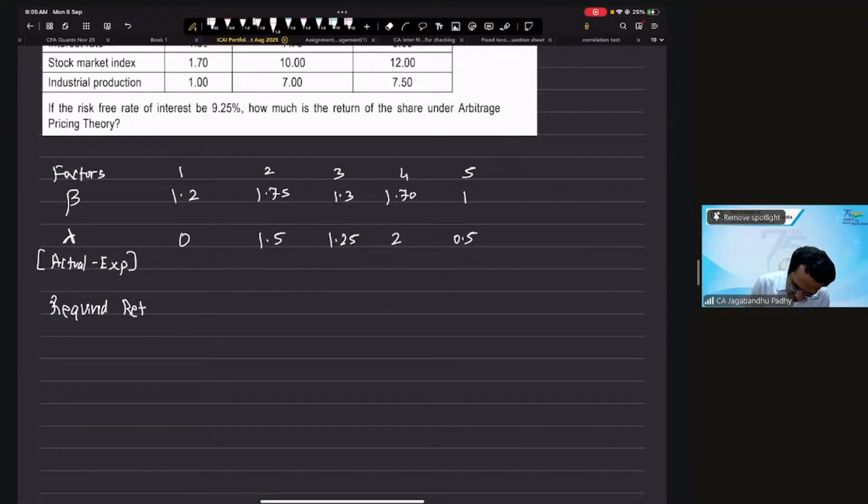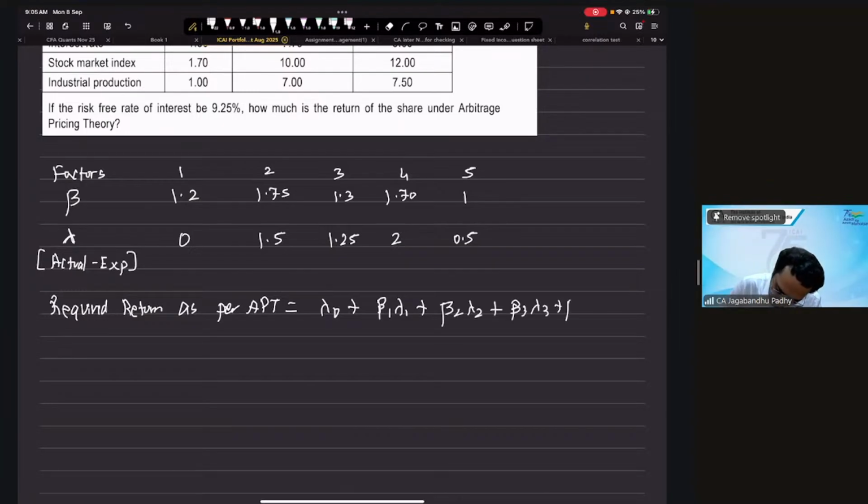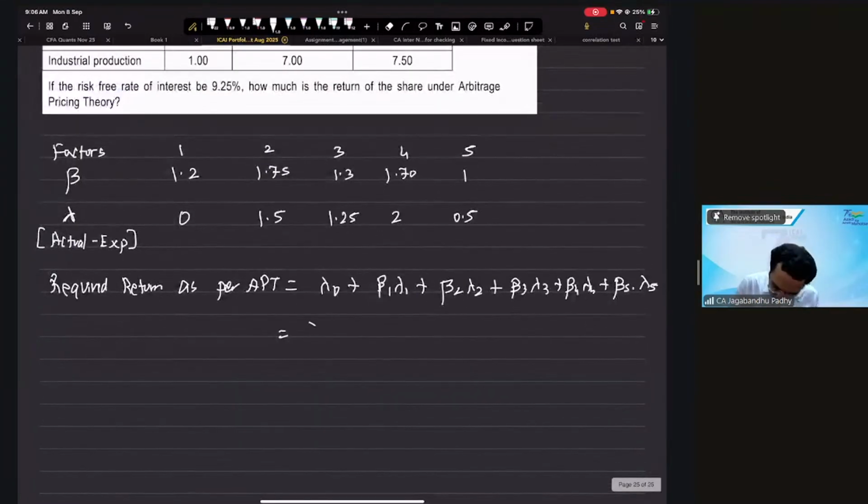So now what will be the required return as per arbitrage pricing theory? That will be lambda 0 plus beta 1 into lambda 1 plus beta 2 into lambda 2 plus beta 3 into lambda 3 plus beta 4 into lambda 4 plus beta 5 into lambda 5.